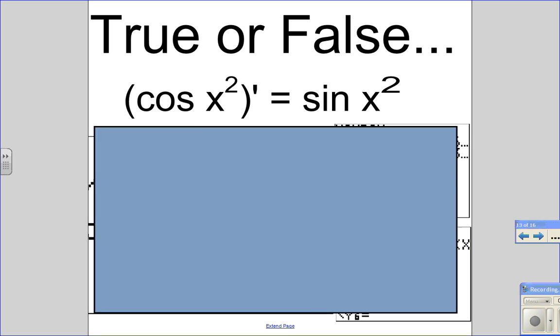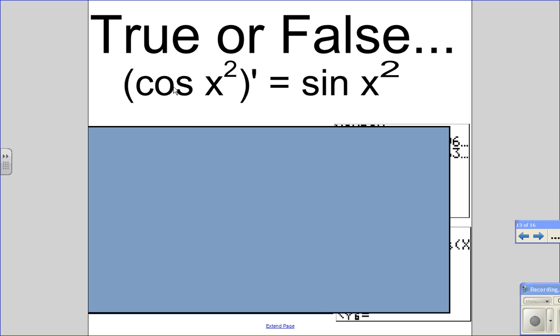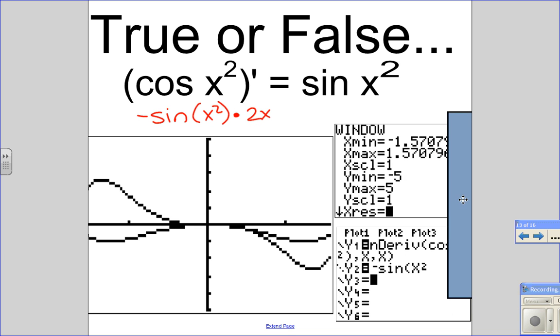Now what about cosine x squared? Is that derivative equal to sine of x squared? Same thing here. The derivative of cosine of x squared is actually negative sine of x squared times, work your way from the outside in, times 2x. And here's graphical proof that those two are not equal to each other. The answer here again would be false.